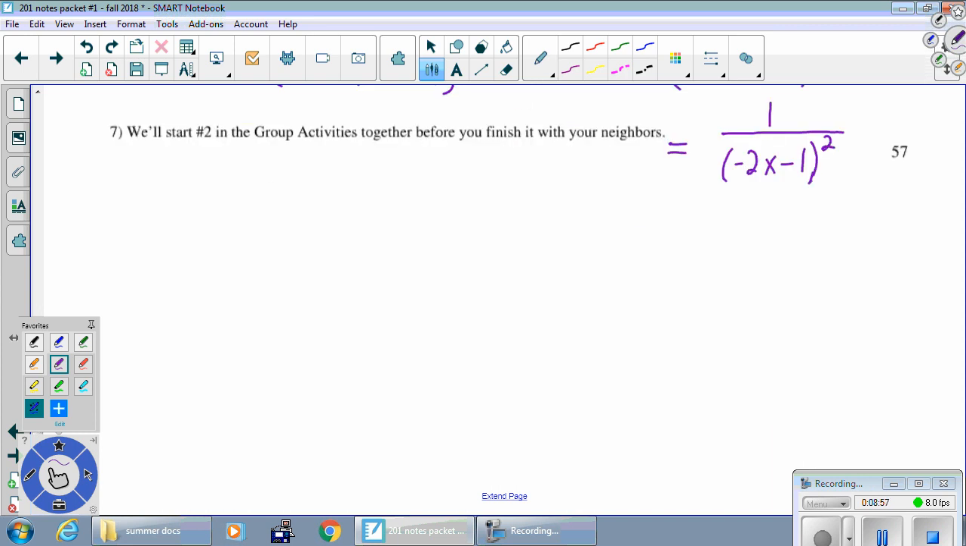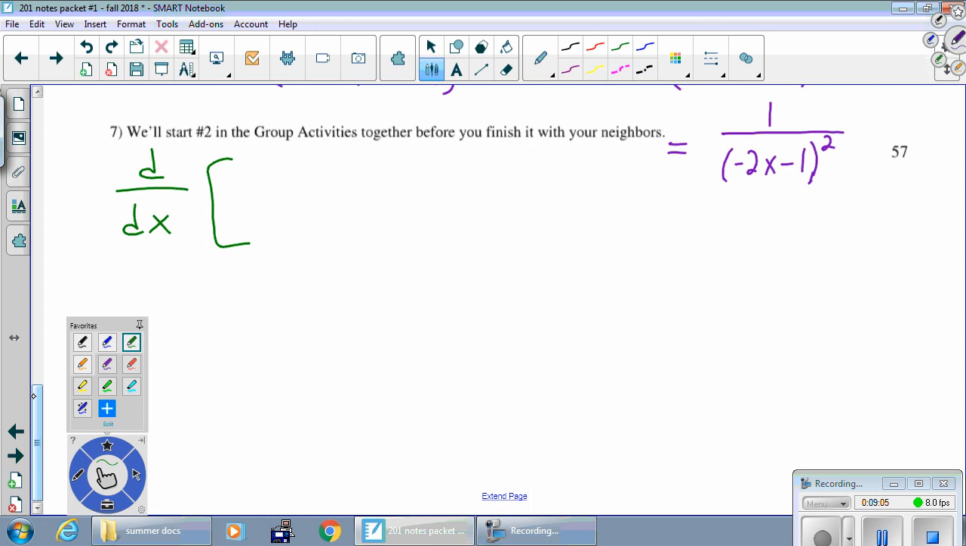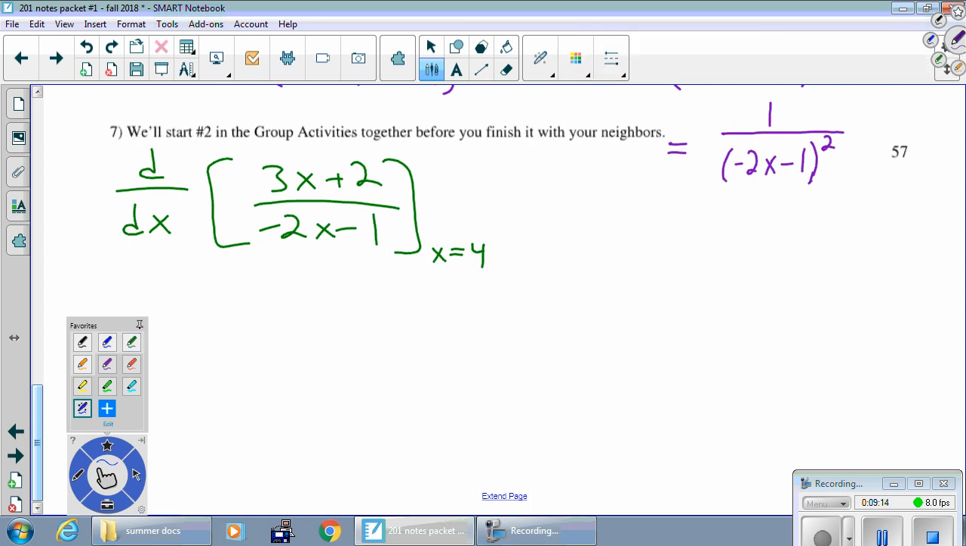And then we will use that to answer the follow-up question, which said find the derivative of, and then we'll copy the thing in the brackets, 3x plus 2 over negative 2x minus 1. And it said take that thing and plug in x equals 4. Oftentimes the x equals is omitted here. If you just see a 4 down there, it means plug 4 in for the only variable that you see. In this case, it's x. Okay, so what does that mean? It means plugging 4 in to that purple derivative there on the top right.